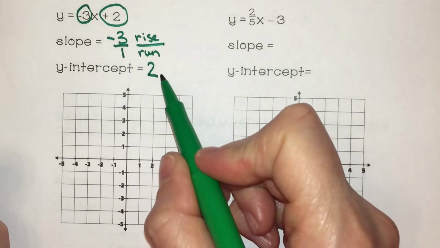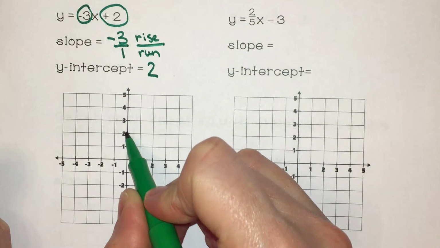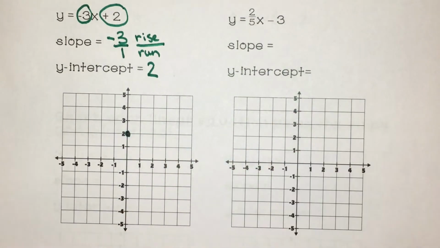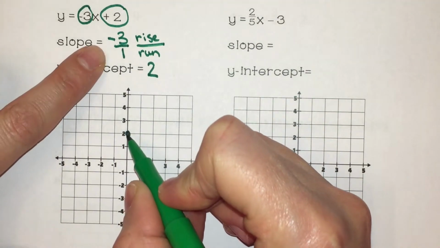So it crosses the y-axis at +2. So you need to find where y is +2. Right there. So you always plot that y-intercept first. Our graph went through our y-axis at 2. Now we're going to use our slope from there.